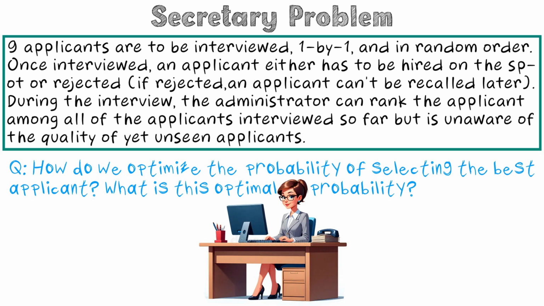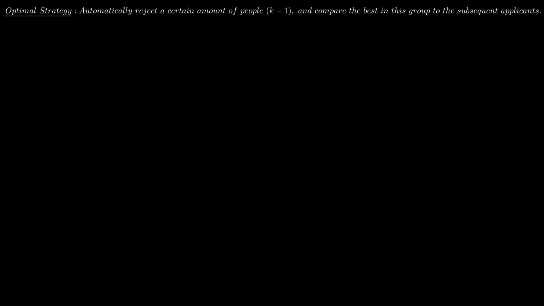What's our strategy going to be to maximize the probability we'll hire the absolute best applicant out of n applicants? I know the problem states out of 9 applicants, but we'll tackle the general case first. So in order to maximize this probability, we'll have to automatically reject the first batch of applicants. Let's call this group K-1. So if someone comes along that's better than the best in K-1, then we stop at that applicant. That's the applicant that we'll choose, in other words.